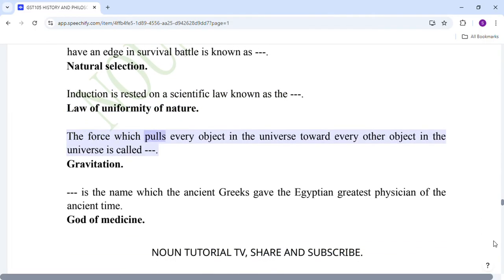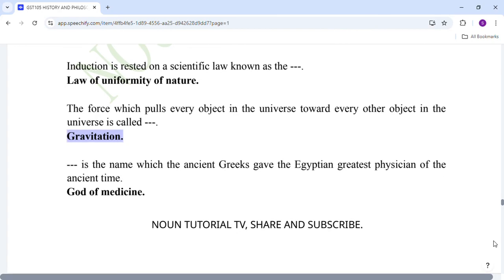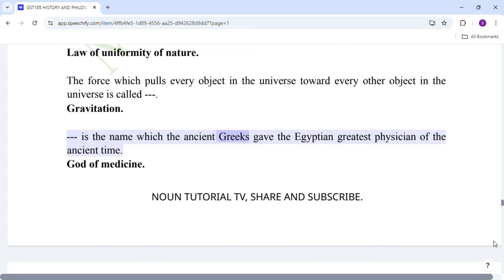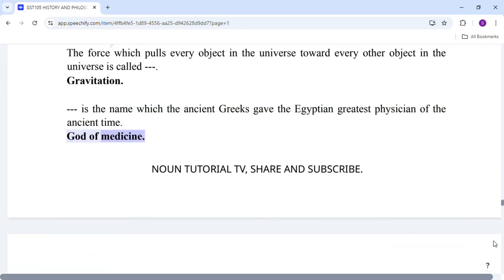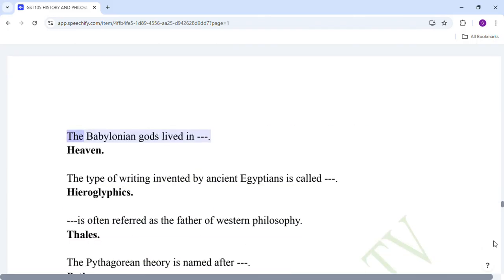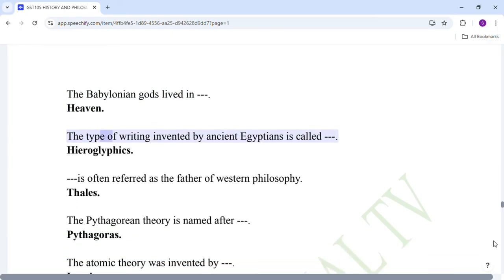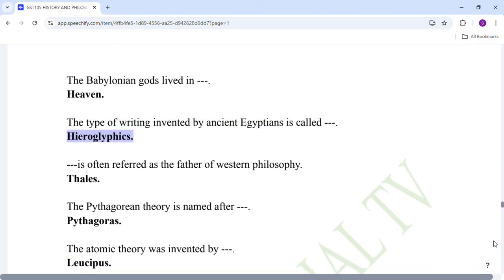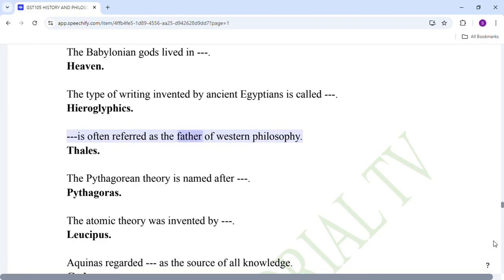The force which pulls every object in the universe toward every other object in the universe is called gravitation. Is the name which the ancient Greeks gave the Egyptian greatest physician of the ancient time. God of medicine. The Babylonian gods lived in heaven. The type of writing invented by ancient Egyptians is called hieroglyphics. Is often referred as the father of Western philosophy.